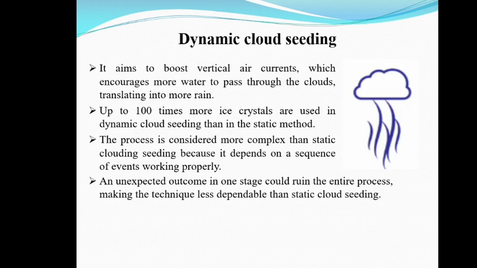The last type of cloud seeding is dynamic cloud seeding. It aims to boost vertical air currents, which encourages more water to pass through the clouds, translating into more rain. But up to 100 times more ice crystals are used in dynamic cloud seeding than in the static method. The process is considered more complex than static cloud seeding because it depends on a sequence of events working properly. An unexpected outcome in one stage could ruin the entire process, making the technique less dependable than static cloud seeding.